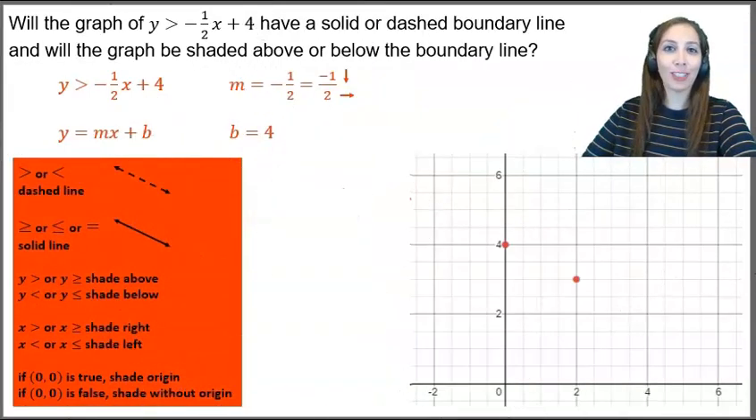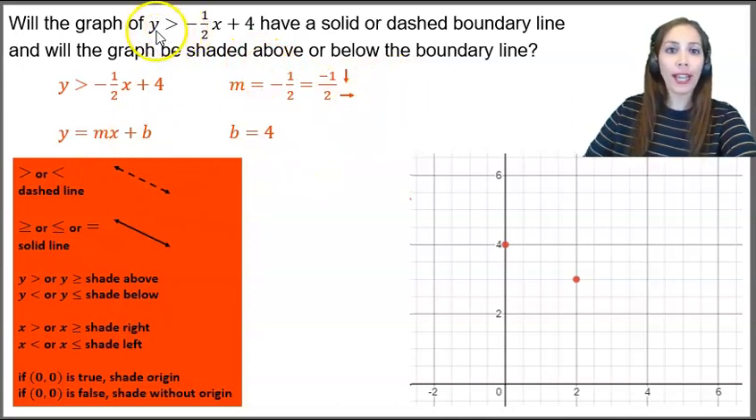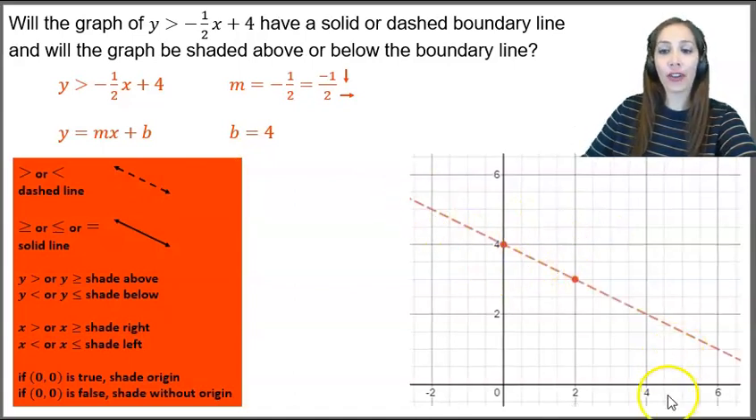Now that we have Chloe's tips and tricks over here on the side, we can figure out if we are going to be doing a solid or dashed boundary line and whether we shade above or below. So notice on this one we have it in the form y greater than. Since y is greater than, we can see that we will draw a dashed line. So I can go over here to my graph and go ahead and draw the dashed line through it. The next part it asks us is, will we be shading it above or below?